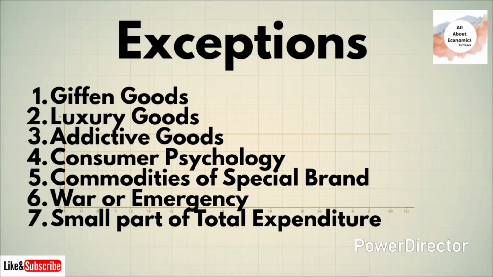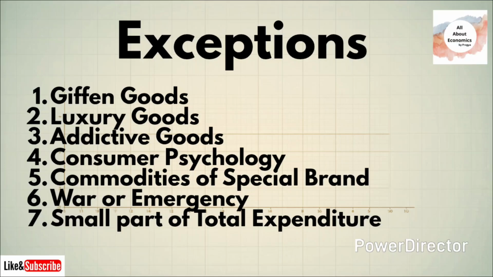Third one is addictive goods. So the people who are addicted to some goods like alcohol, like cigarettes, actually purchase it more and more, and even if the price increases, because they are habitual of it, they can't resist and purchase it. So the law of demand doesn't apply here also.